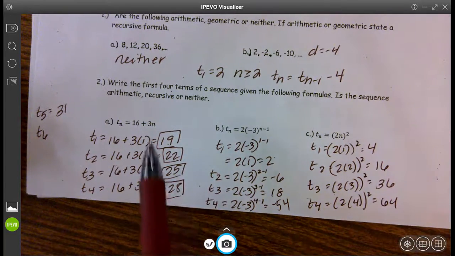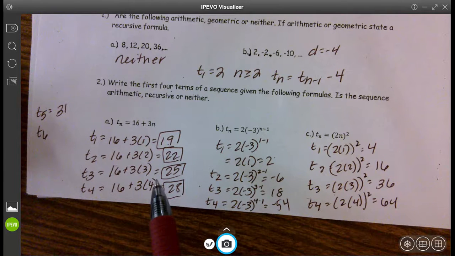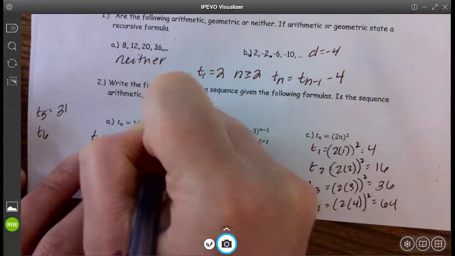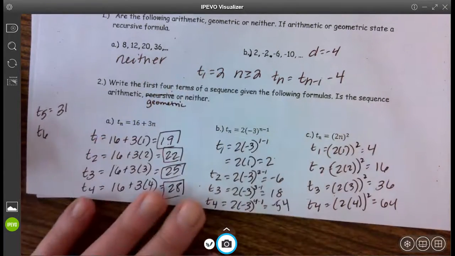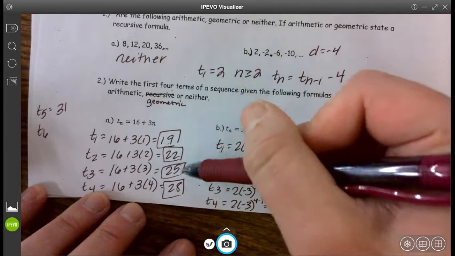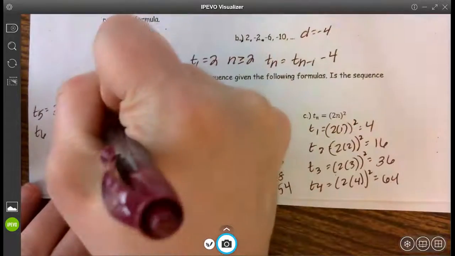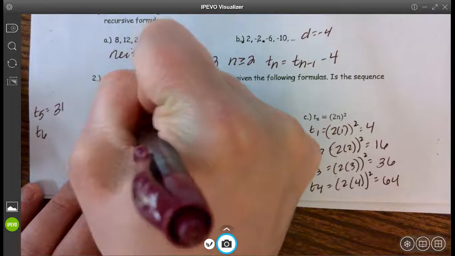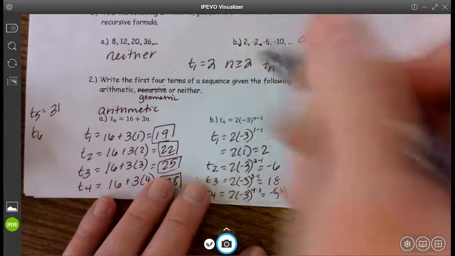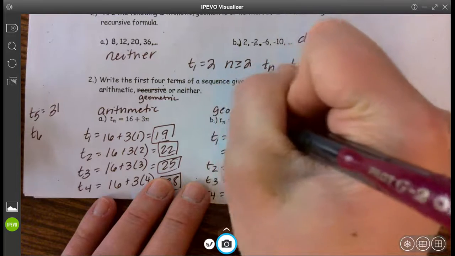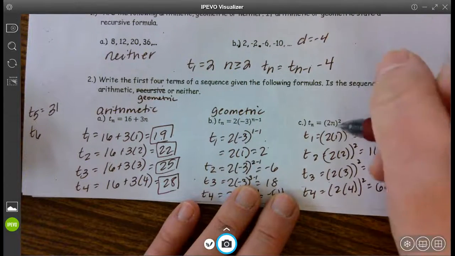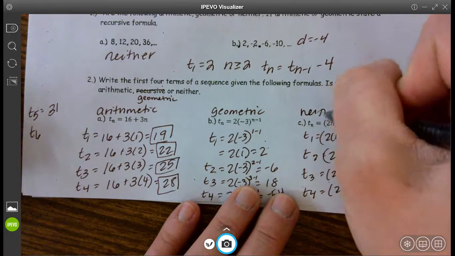Okay, they want to know if they're arithmetic, recursive, or neither. So you're adding the same number every time. It wasn't a recursive formula, but yes, it's arithmetic. Here you're multiplying by -3 every time, so it's geometric. And here it changes every time. It's also a quadratic, so neither.